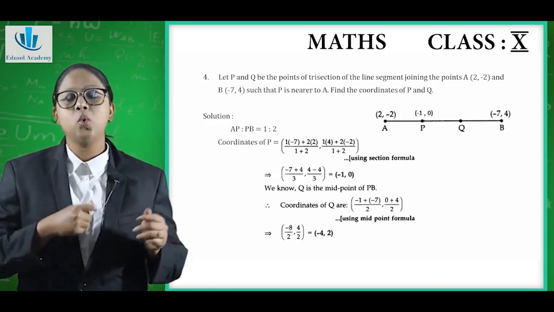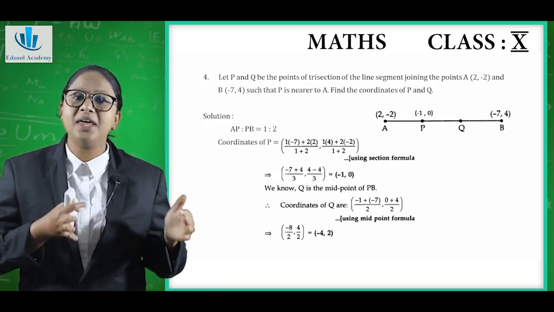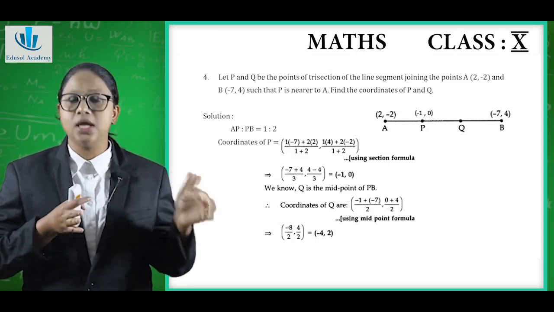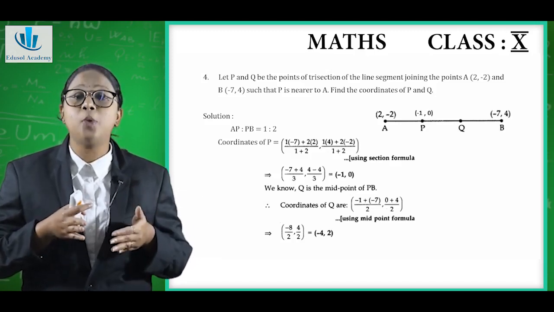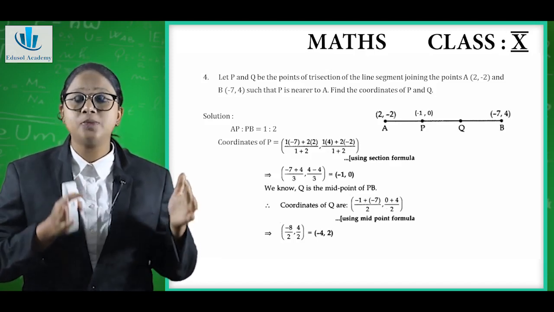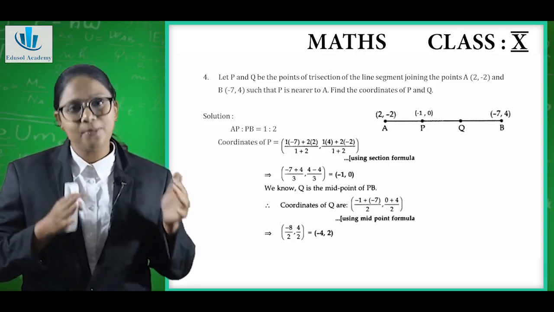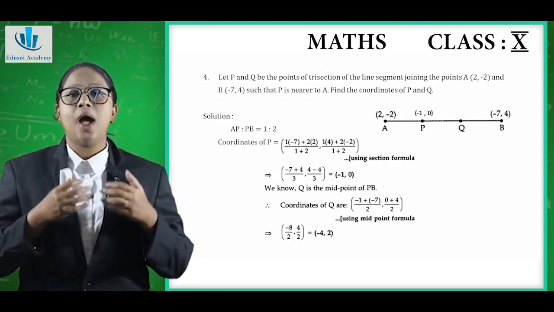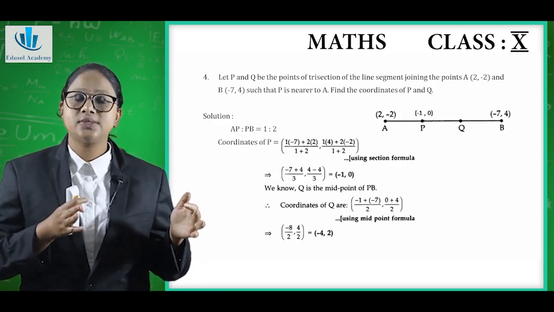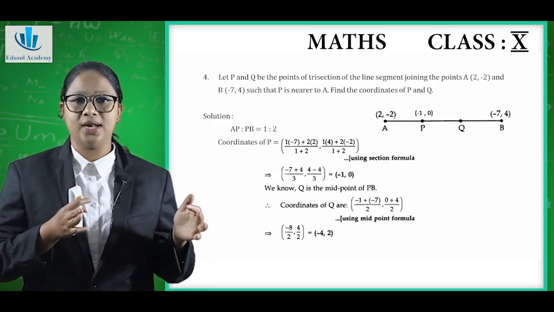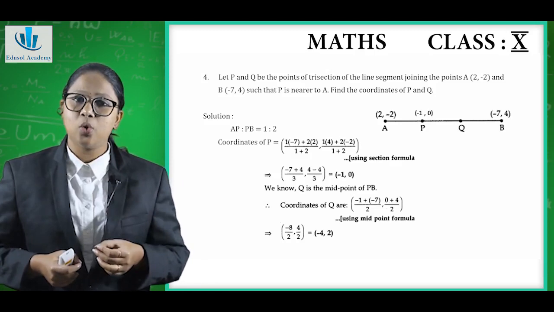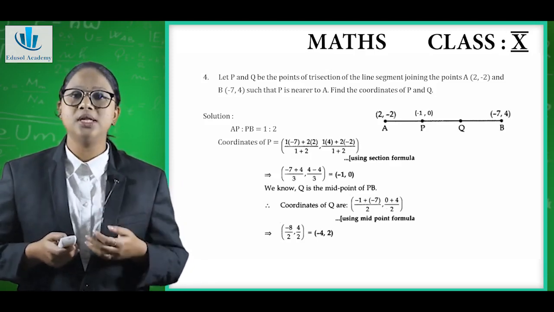Now let's take Q as well. Now we can take the line PB. We don't want A. Let's take the line PB. We know that all the lines are equal, so we can say that Q is the midpoint of PB. I hope my point is clear. So Q is the midpoint of PB, so we can apply midpoint formula to find Q. So apply midpoint formula, that will be x1 plus x2 by 2 and y1 plus y2 by 2 will be the coordinates. Using that equation, the coordinates of Q will be -4 and 2. Hence, we found coordinates of P and Q.